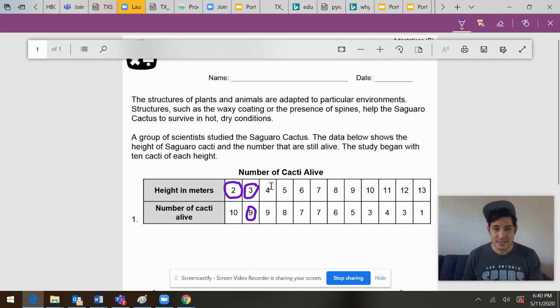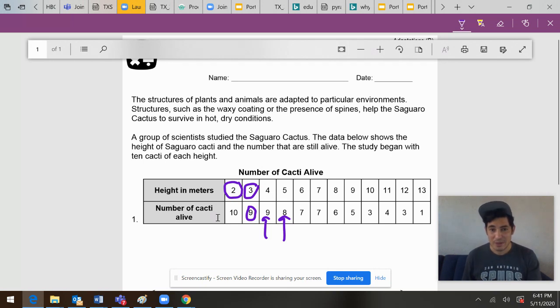The 4-meter plants, okay, those also only had 9. So one of the 4-meter plants died, because remember, they started with 10 for each of the heights. So one of those died. If you look at the 5-meter plants, they only have 8. So that means 2 of them died. If you look at the 6-meter plants right here, 7 of them survived. So that means 3 of them died.